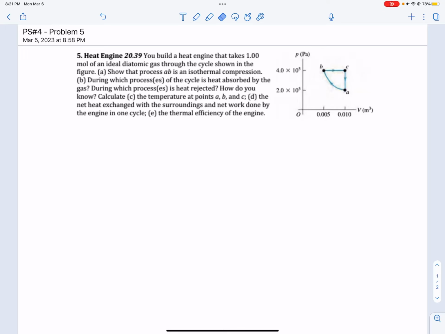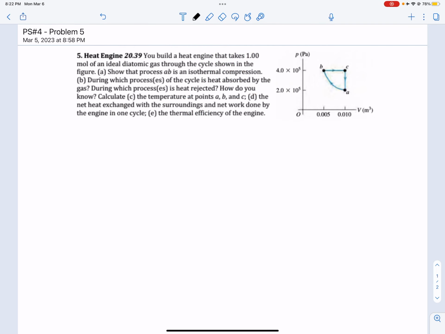Hello, this is problem set number 4, problem 5. You build a heat engine that takes 1 mole of an ideal diatomic gas through the cycle shown in the figure. Part A, show that the process AB is an isothermal compression.